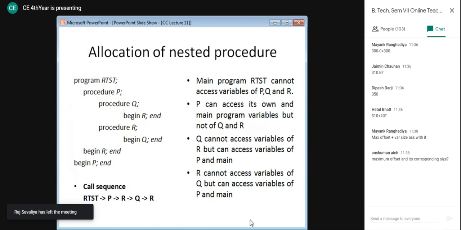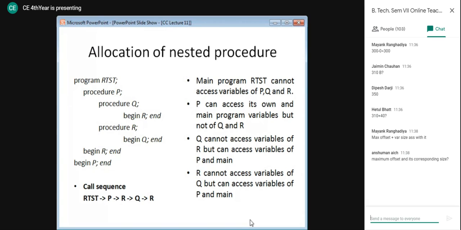Now, though Q and R are on the same level, they cannot access each other's variables, but both of them can access variables of P and main. So Q cannot access variables of R, and R cannot access variables of Q, but they can access variables of P and main. Are you following this one?